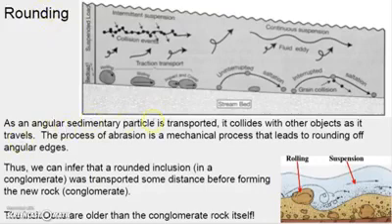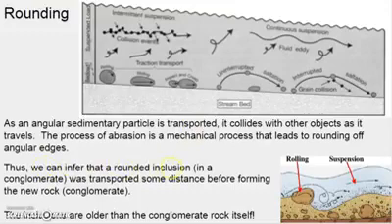As an angular sedimentary particle is transported, generally in water, it collides with other objects as it travels. This process of abrasion is a mechanical process that leads to rounding off angular edges. Here we can see within a bed load, we get these series of movements that are going to eventually take an angular sediment and round it.